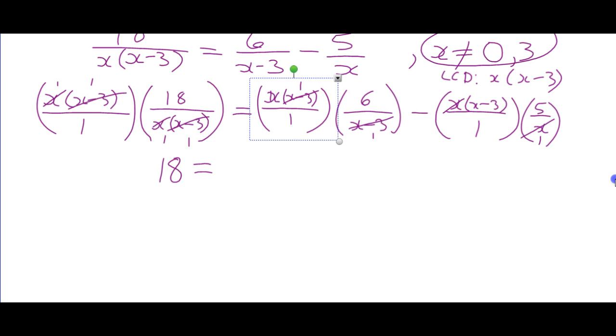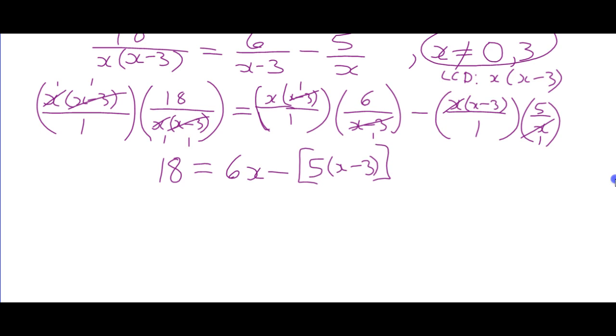But okay, I have x times 6, which is 6x, minus, and I have 5 times x minus 3. I'm going to just throw a bracket down there, because I have to subtract whatever this multiplies out to, right? So I just want to remember subtract, but after I've done this. So 18 is 6x minus, and in here we get 5x minus 15. So we go with round brackets there.